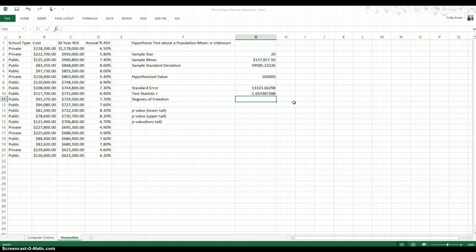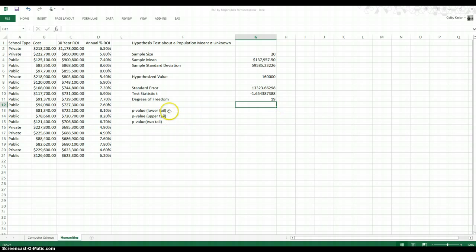Now, degrees of freedom will be n minus 1, but if you're not sure, you can do equals, select your sample size, minus 1. So of course, 1 less than 20 is 19. All right, so depending on what type of test I have, I would have a different p-value. So my p-value for a lower tail, upper tail, or two-tail test is going to be different each time.